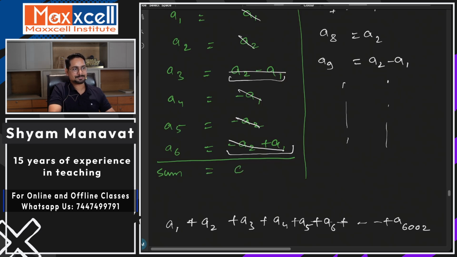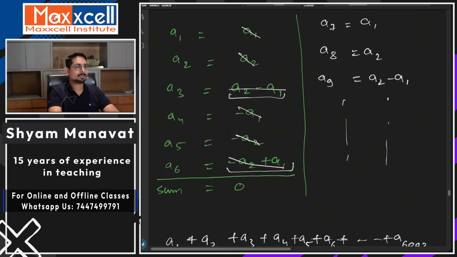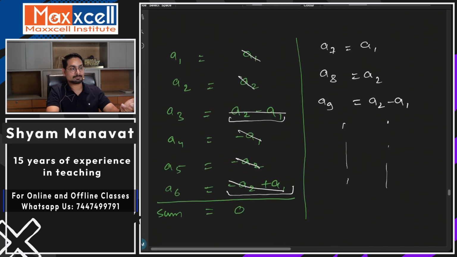Think about it. If you write in the series and then add it, the plus minus will get cancelled. So you get sum equals to 0. That means A1 to A6, the sum is 0, which is going to happen the same for the next 6 terms, which is A7, A8, A9.